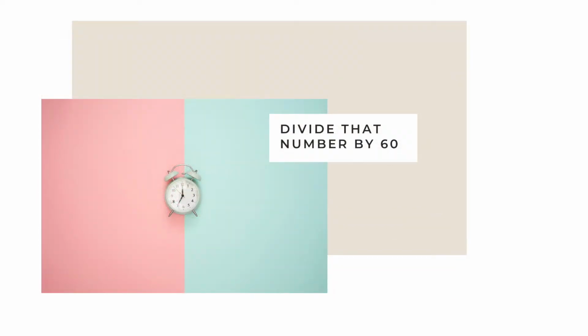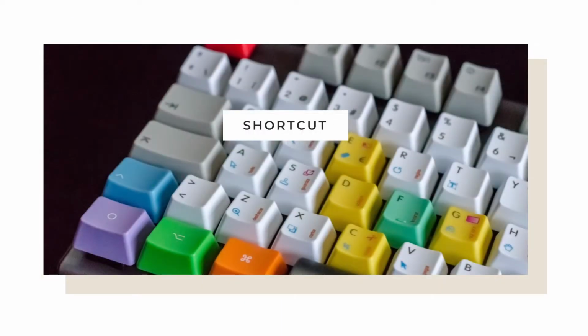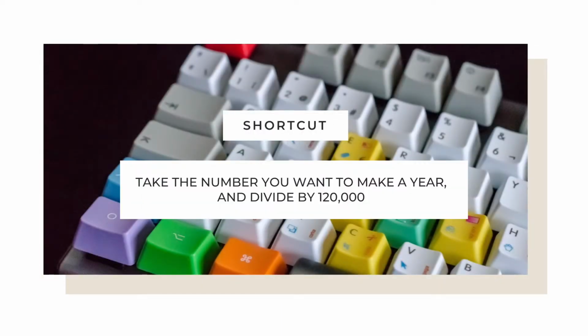Next up, divide that number by 60 because, well, there's 60 minutes in an hour. Okay, shortcut. Take the number you want to make a year and divide that by 120,000. All right, this gives you how much you make per minute.